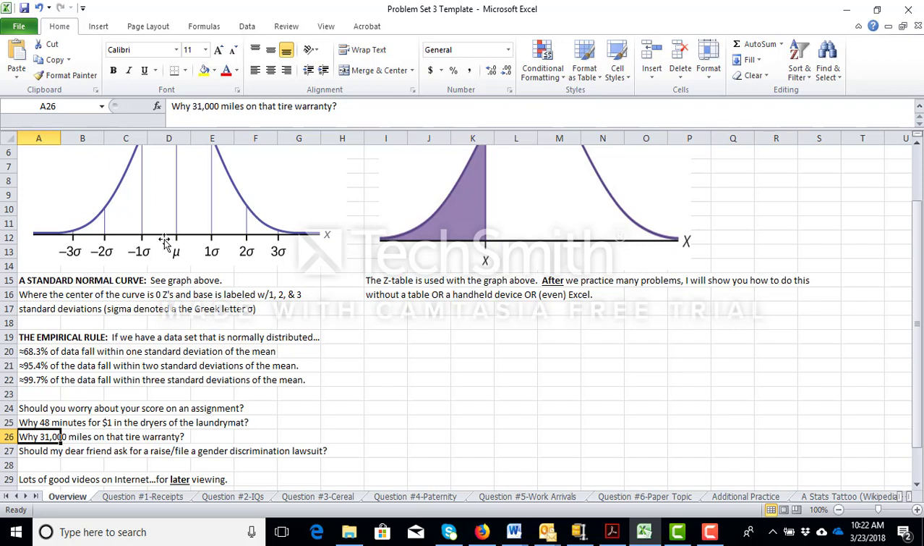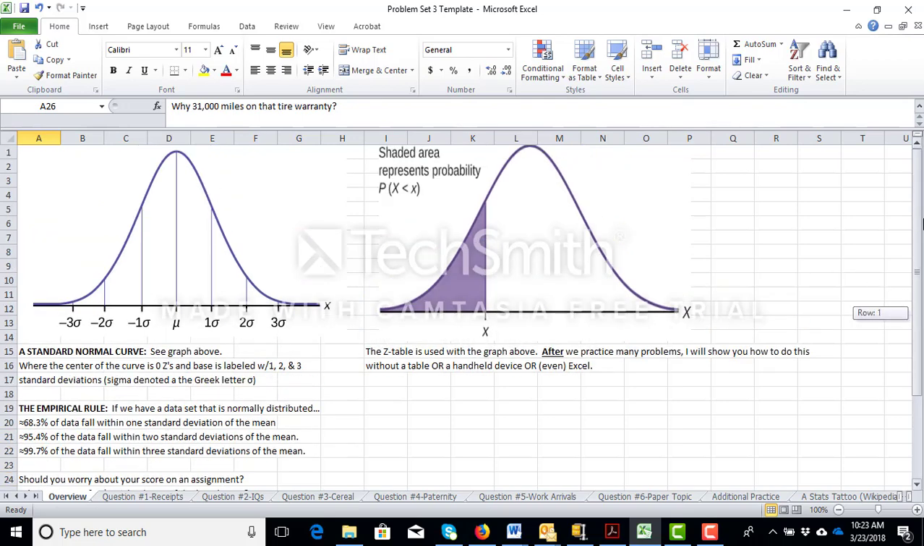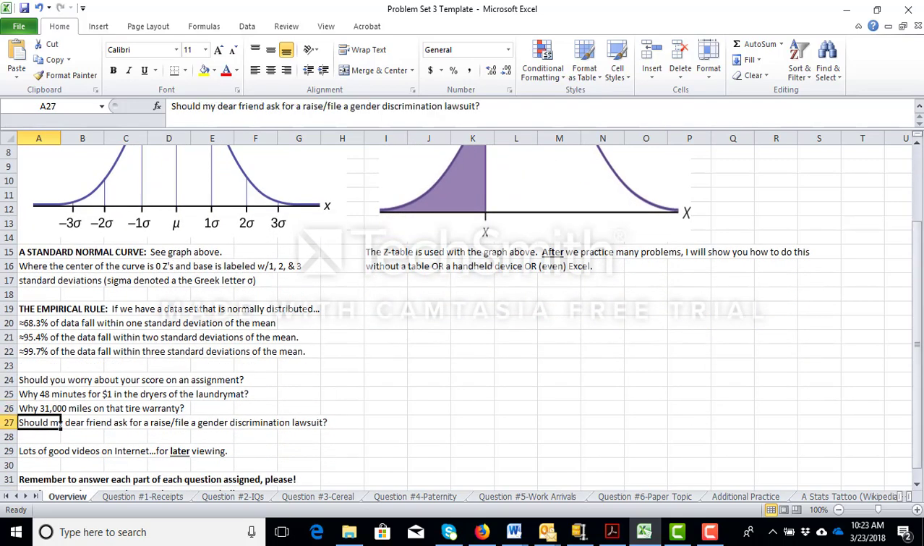It's very careful analysis of tire wear and tear. It happens, by the way, that tire wear and tear is normally distributed. We will have a related problem to work on later in the term.